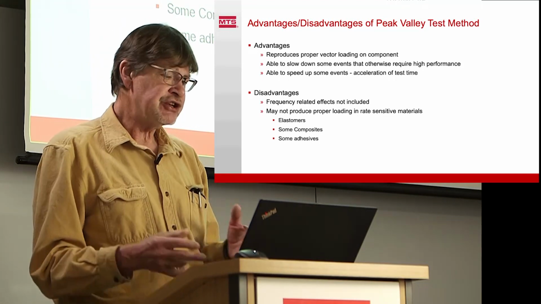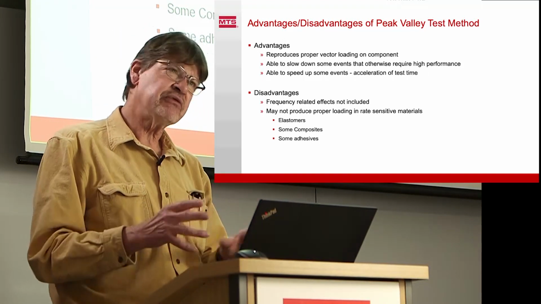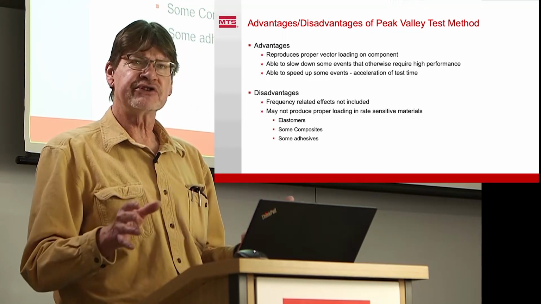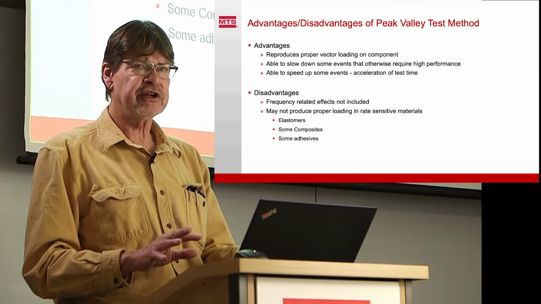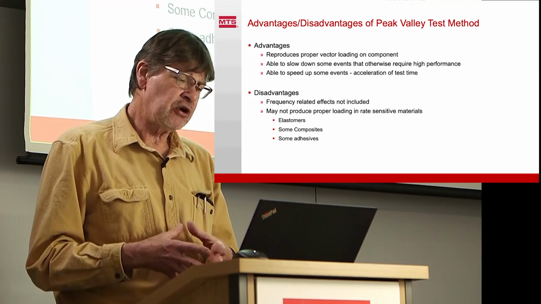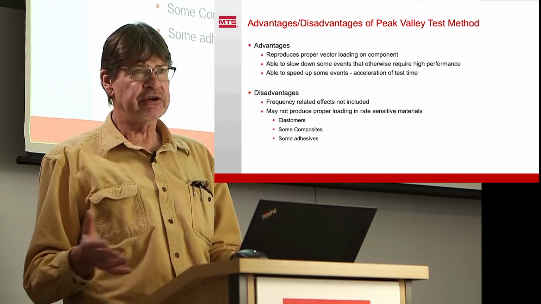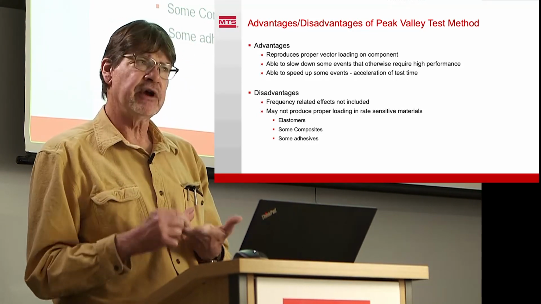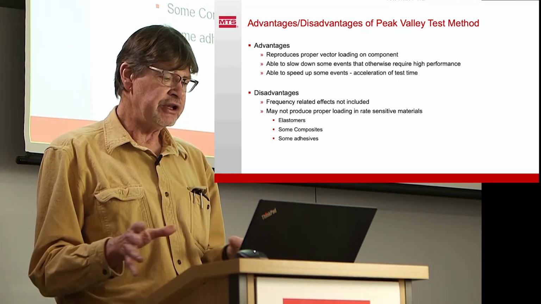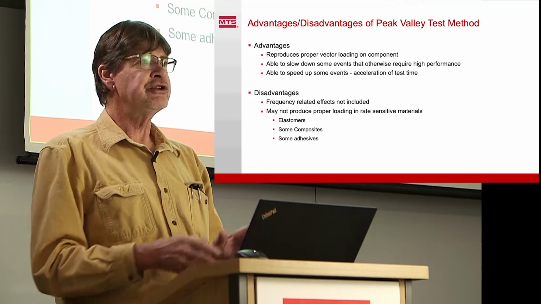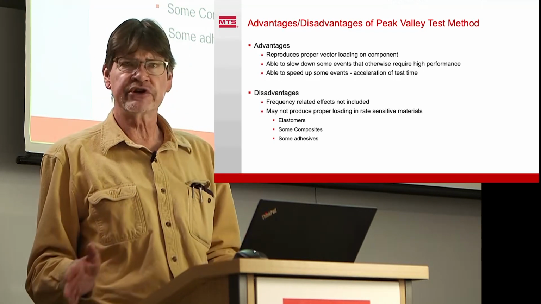Disadvantages, well, if there's frequency related effects such as testing elastomers or something, we can't do that because then we've got to have the right frequency content, we've got to have the right velocity. So we may not produce proper load in rate sensitive materials. Some composites and some adhesives now might be rate sensitive too. So as we're getting into these modern materials, we have to understand the sensitivity of our materials to the loading environment before we start to edit our data.